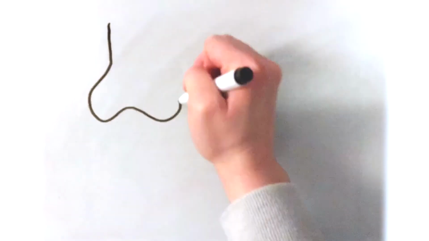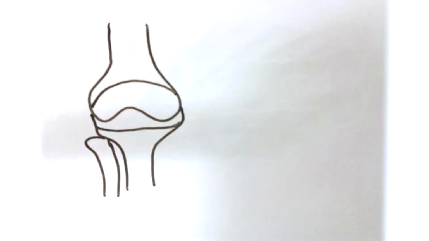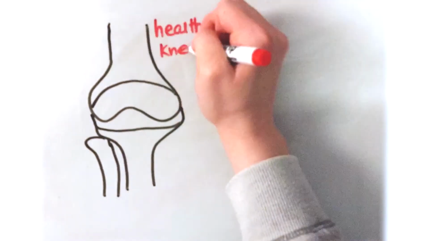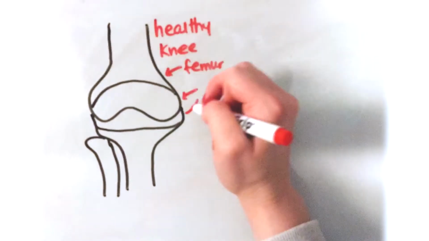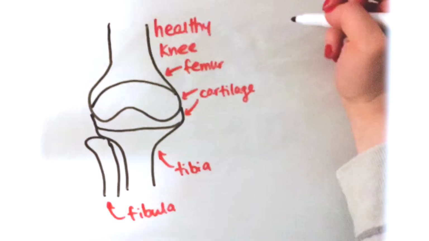Osteoarthritis is an inflammatory degenerative disease of articular cartilage in synovial joints, such as weight-bearing joints of the knee, the hip, and the spine, and the small joints of the hands and the feet. It is the most common form of arthritis.